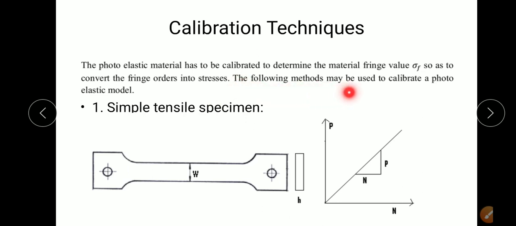The following methods may be used to calibrate the photoelastic model. First we consider the simple tensile specimen. See here, this is the simple tensile specimen. It is rectangular, with width W and thickness H. And you can see the graph of load versus fringe order, where you will get a linear curve, and you have to take the slope for the calculation.